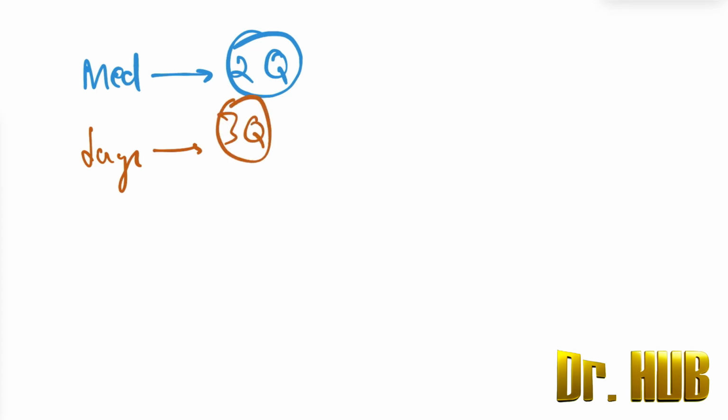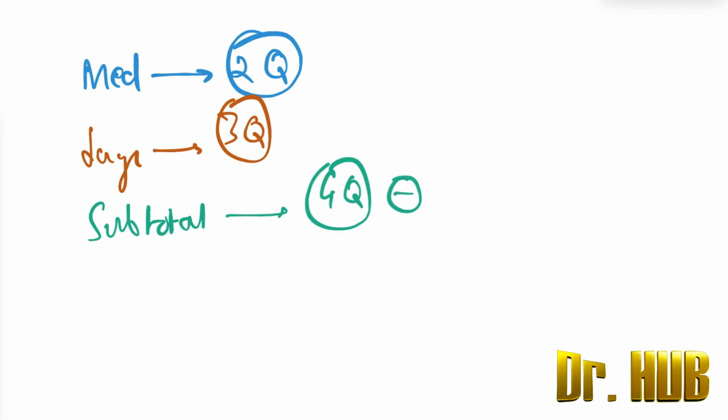Then comes subtotal. Subtotal involves all four quadrants, excluding the annulus. So except for the annulus, it includes everything.